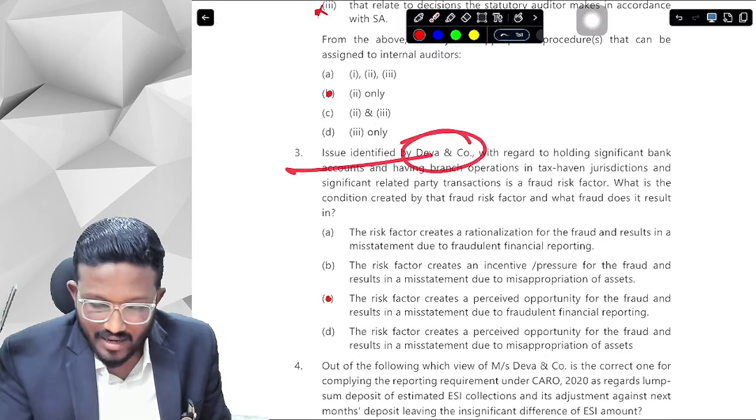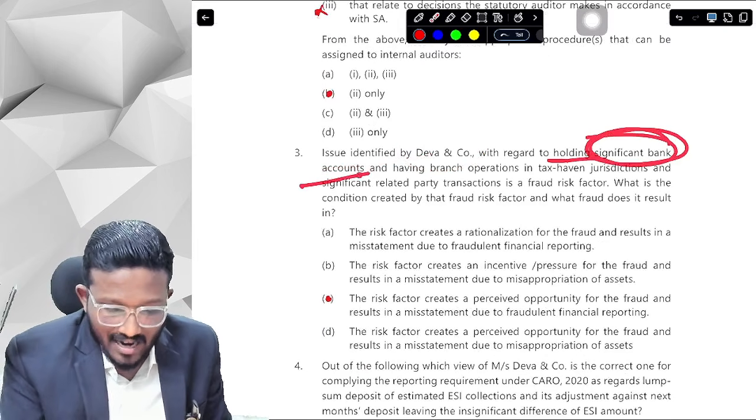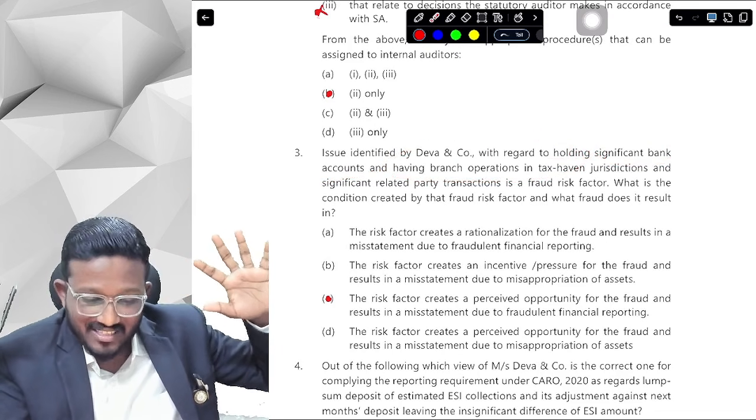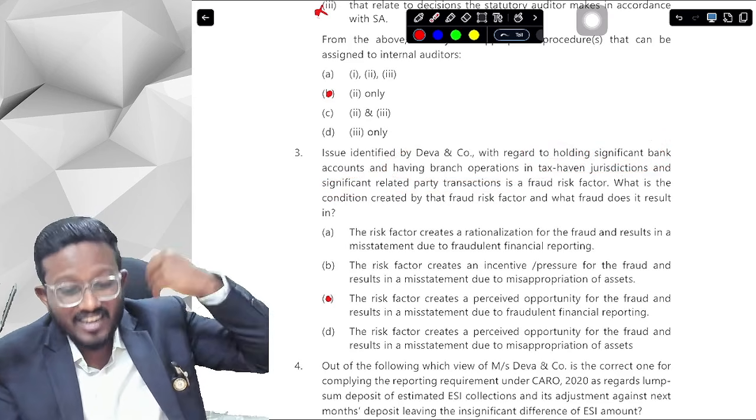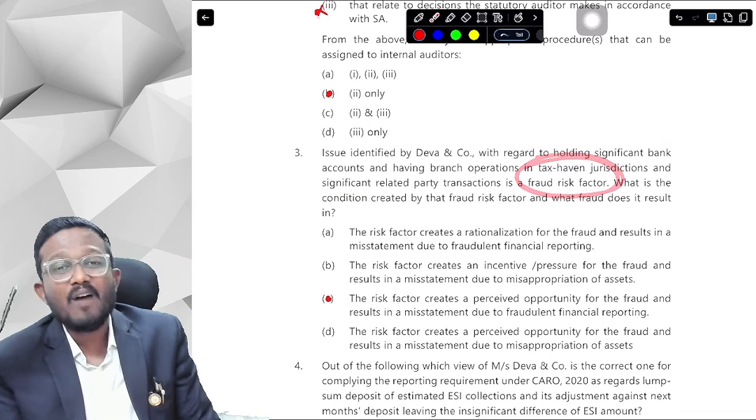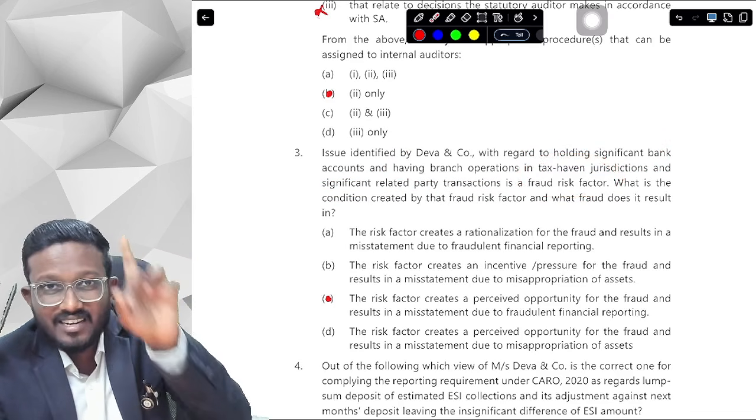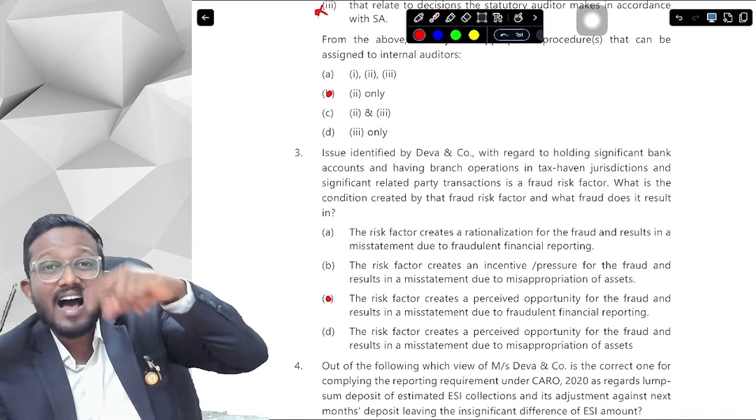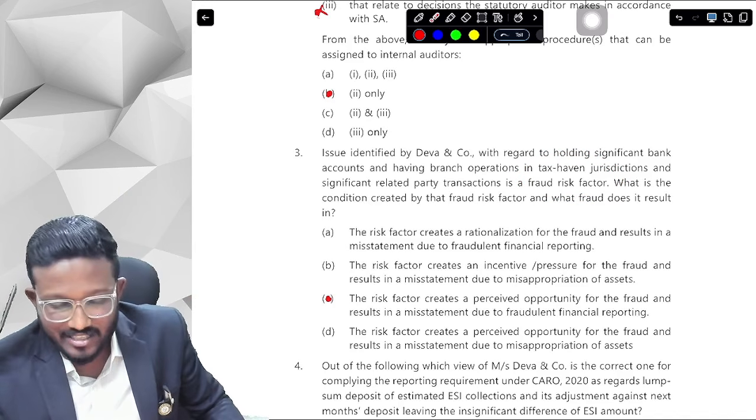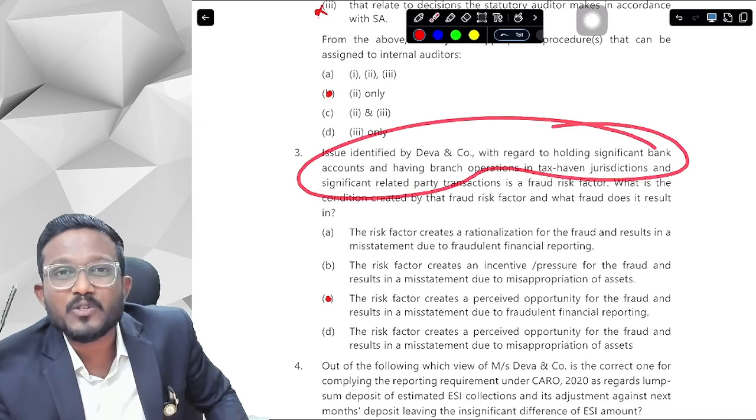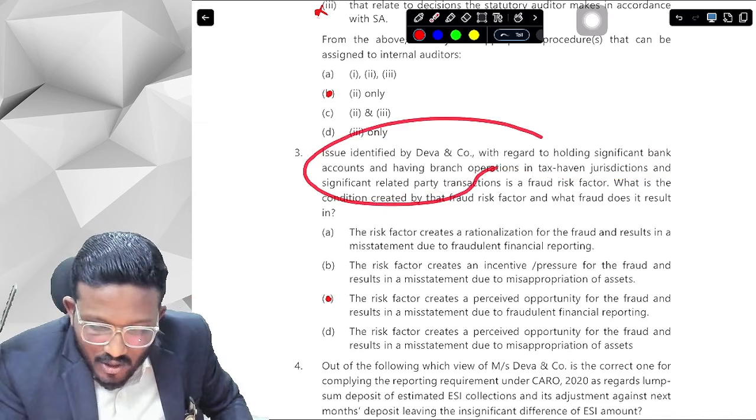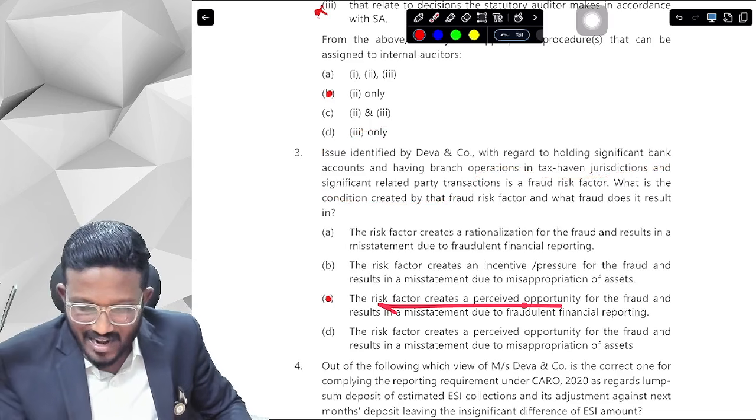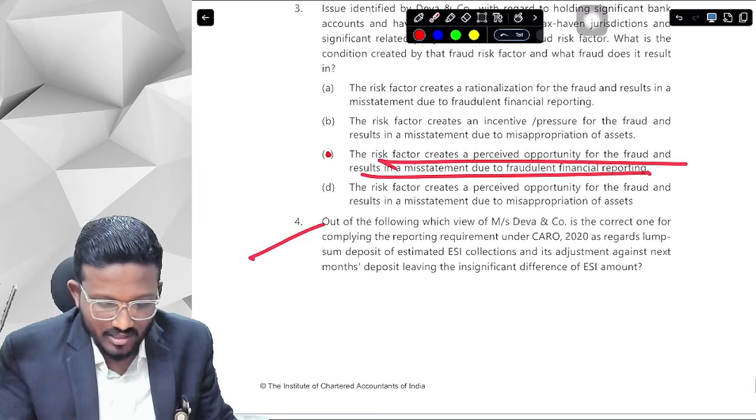issues identified at Deva and Company were in regard to holding significant bank accounts. We had significant bank accounts and significant branch operations in a tax haven jurisdiction, and significant related party transactions are a fraud risk factor. Now, which heading does it come under? I already told you while discussing SA 240 that for fraud risk factors, ICAI will take one of the lines and ask under which category this falls. This is particularly your opportunity to commit fraud when you are doing these transactions, and this will come under FFR, that is fraudulent financial reporting. Okay, yes sir.